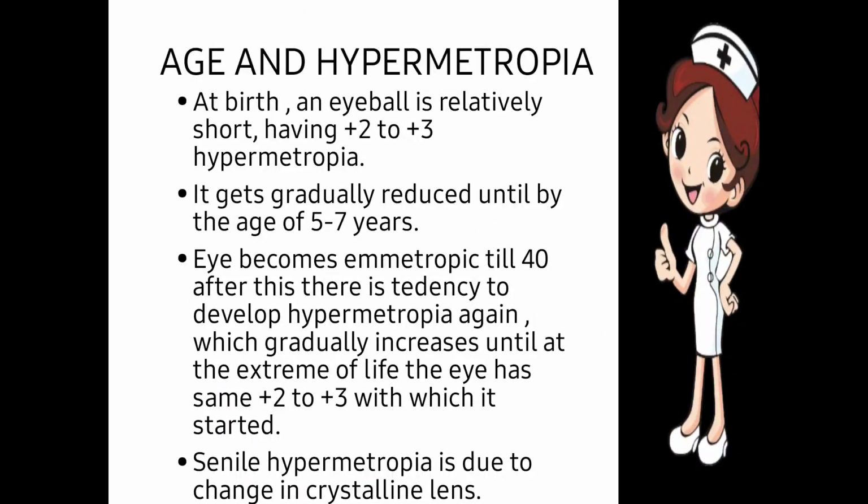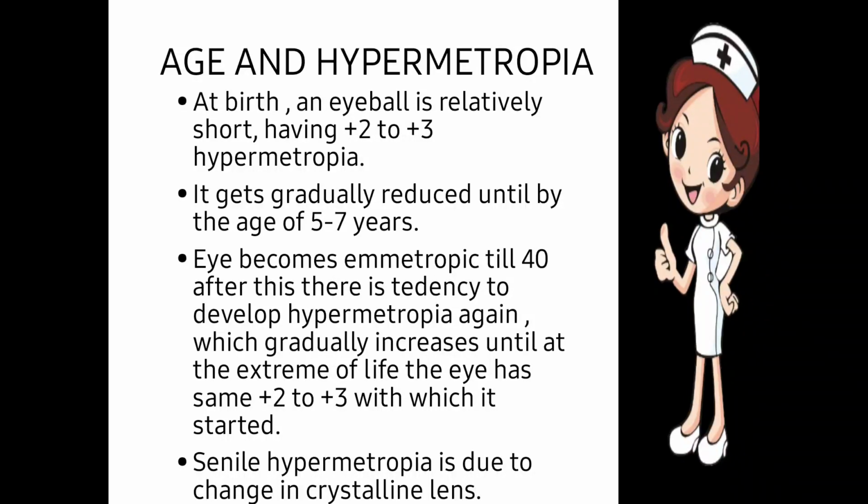Okay. Next one, age as well as hypermetropia. Now, what is the relation between age and hypermetropia? At the time of birth, the eyeball is relatively short. When a person is born, the eyeball is relatively very short, having +2 to +3 power of hypermetropia at the time of birth. But we are not supposed to give any correction to the patient. Next one, it gets gradually reduced until the age of 5 to 7. So that power which was +2 or +3 starts getting reduced when the person reaches the age of 5 to 7.